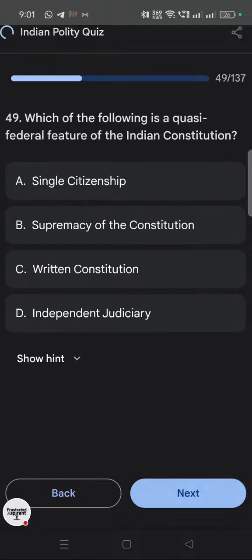Which of the following is a quasi-federal feature of the Indian Constitution? Single citizenship, supremacy of the Constitution, written Constitution, independent judiciary. I think D.